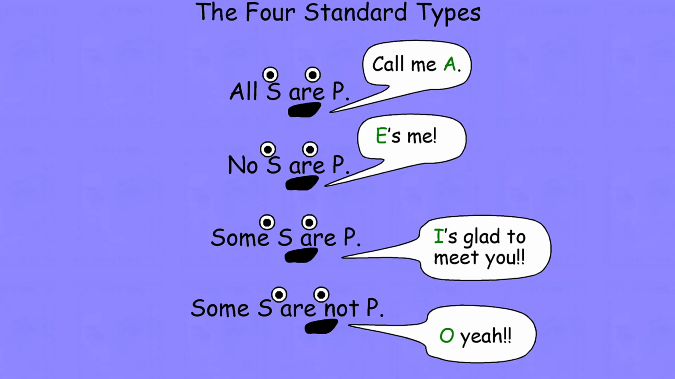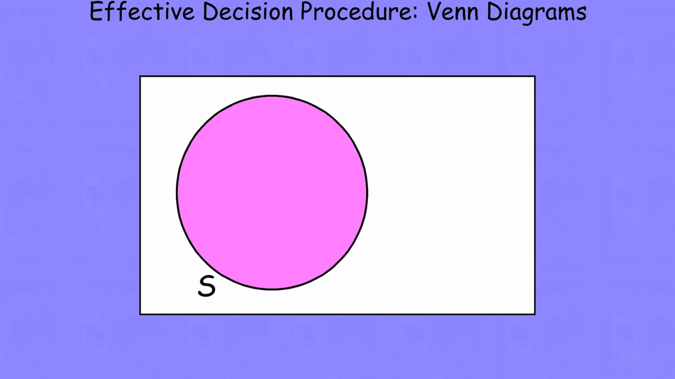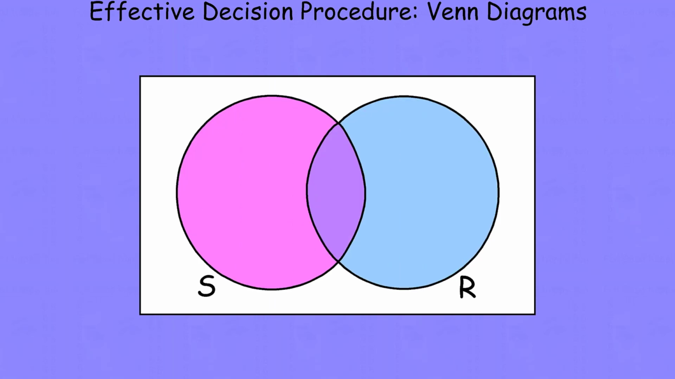In order to decide whether or not direct inferences, arguments that had a categorical statement as a premise and a categorical statement as a conclusion, were valid arguments, we introduced our Venn diagram technique. So we said we would symbolize in our Venn diagrams what had to be true at minimum in order for each of our standard form categorical statements to be true.